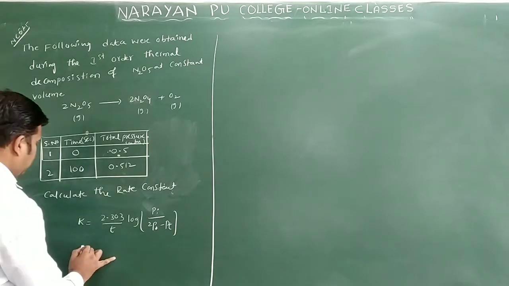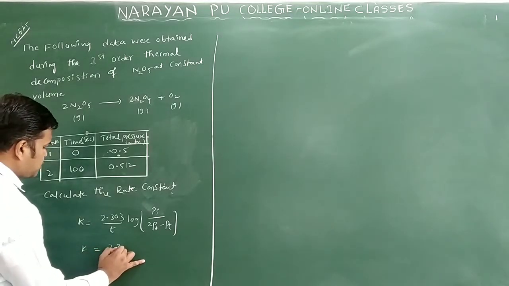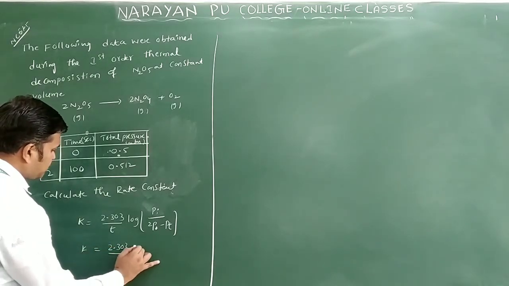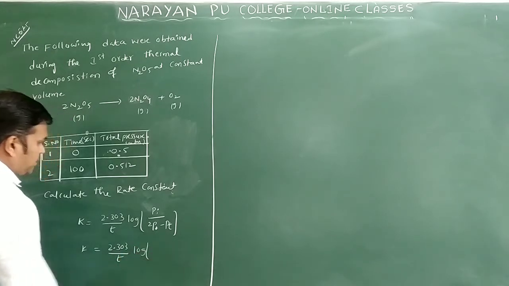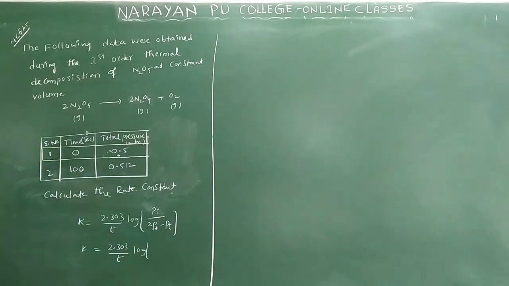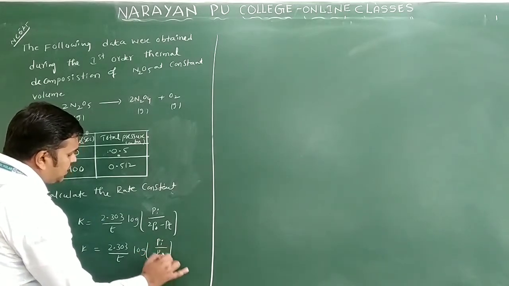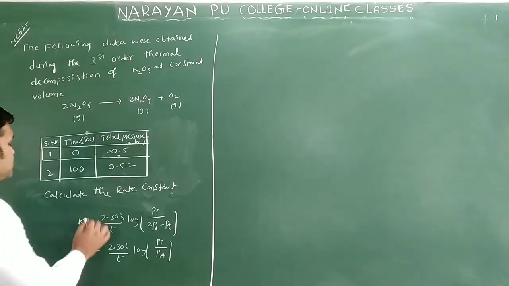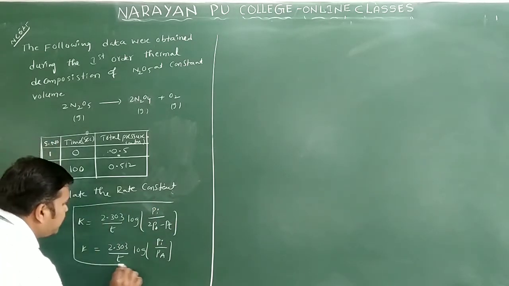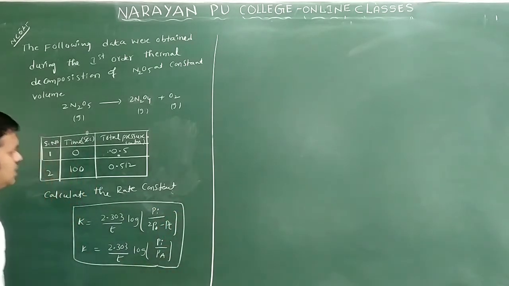Otherwise, how can you write this formula? K is equal to 2.303 by t into log P initial by P final. Suppose you are taking A, that is the partial pressure of A. So these are the formulas we discussed in the previous episode. Based on this, they give one question. This is the NCERT question only.